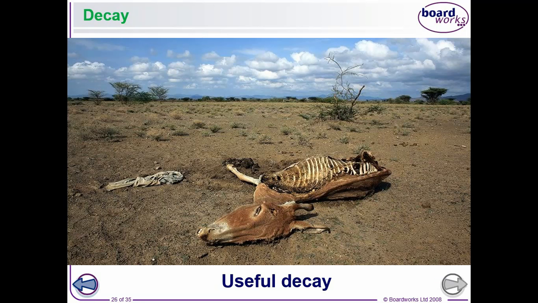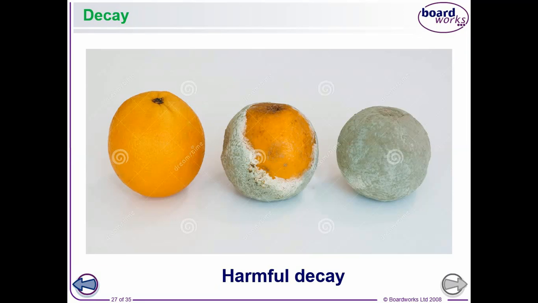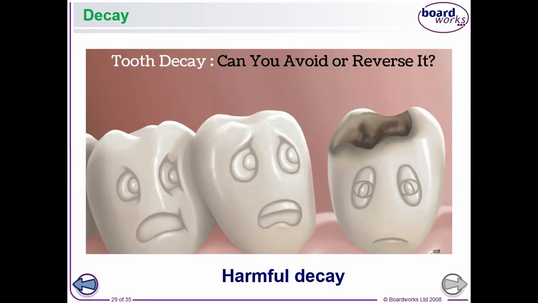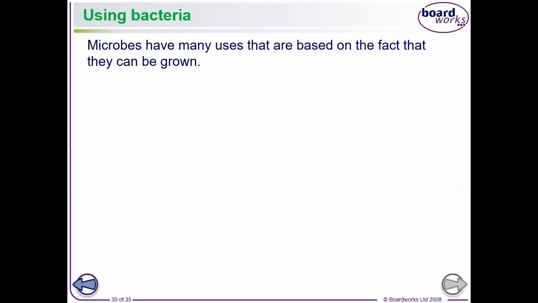Okay, decay can be useful or it can be harmful. Useful because it prevents the accumulation of dead bodies, and also it returns the useful nutrients back to the soil. Harmful in case of rotting of fruits or in case of tooth decay. Those are examples of harmful decay.